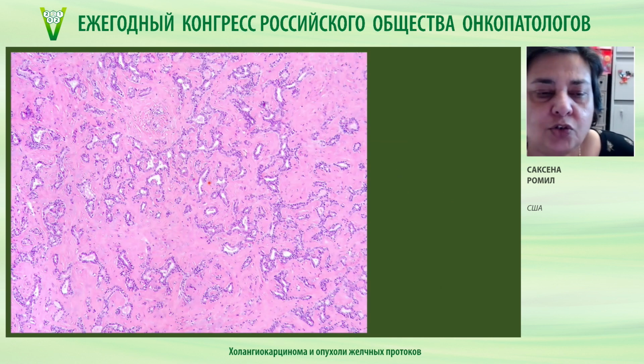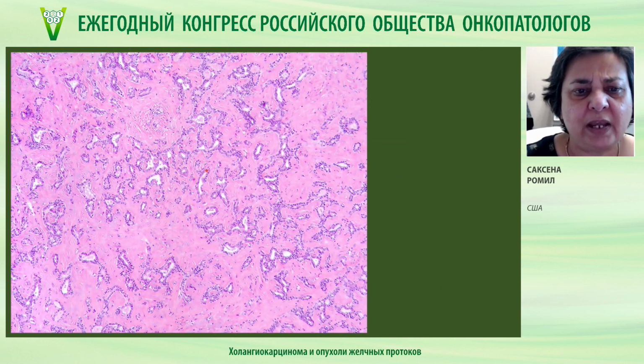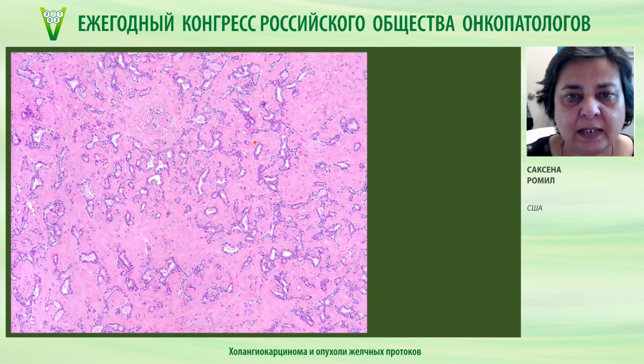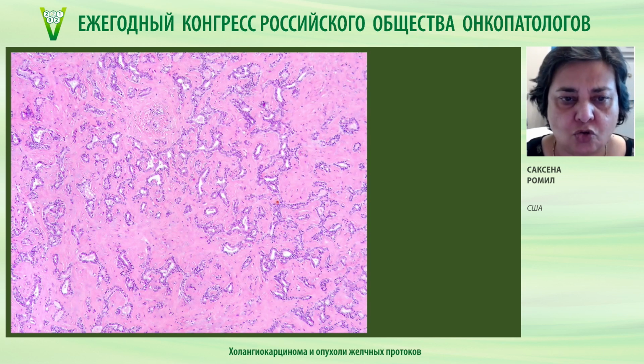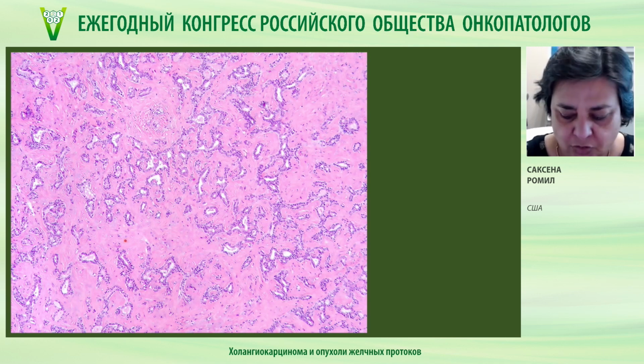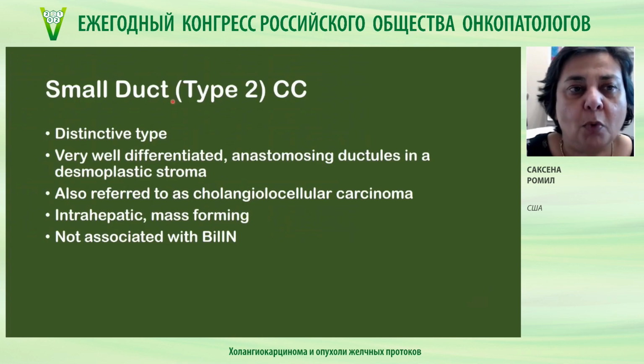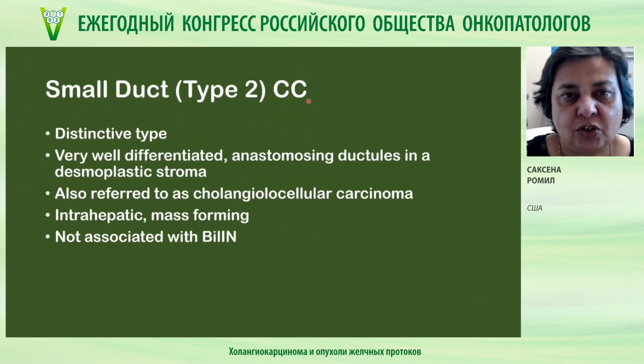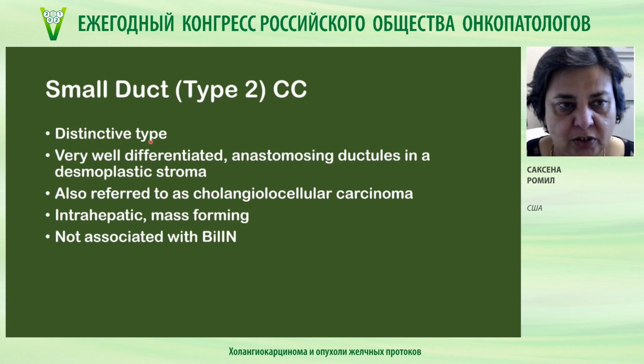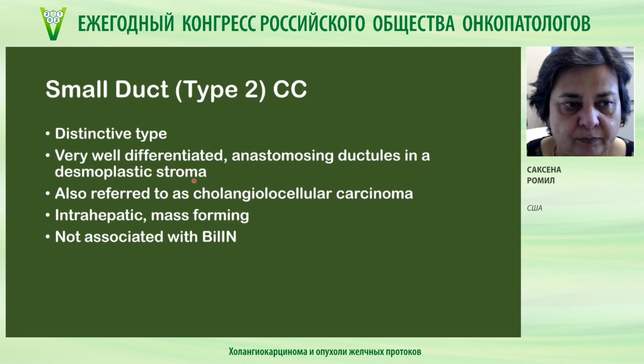Now, this is a cholangiocarcinoma that is made up of these very well differentiated ductal structures that are lying in this very, very hyalinized stroma. And very characteristically, they have this anastomosing pattern, anastomosing architecture. This is the small duct cholangiocarcinoma or type 2 cholangiocarcinoma. It is a very distinctive lesion. It is made up of very well differentiated anastomosing ductules in a desmoplastic stroma.